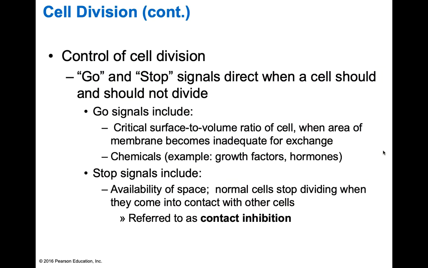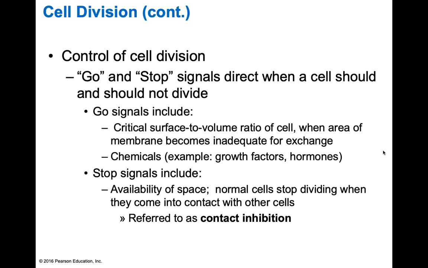So we talked about the control a little bit and how that's really important, and how all your cells can't divide at the same time or you'll die. And if your cells are dividing too rapidly, that means that you can have tumors, which is just uncontrolled cell growth, things like that. So we have control of cellular division. We have go and stop signals that direct when a cell should do what, right?